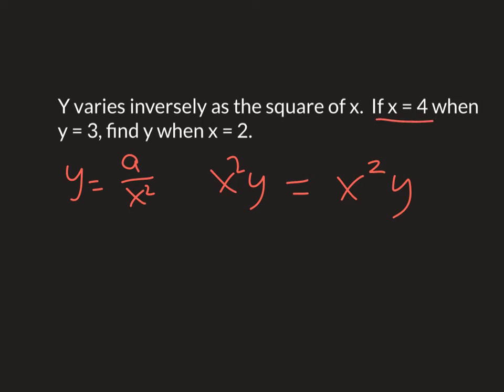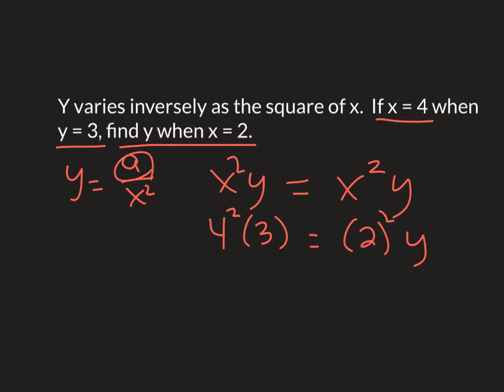It gives me one set right here, x is 4 when y is 3. So if x is 4, I'm going to do 4 squared times 3. And it's always going to equal the constant, the same thing. So when it says find y when x is 2, I'm just going to plug 2 in there like that, because they have to equal the same constant.